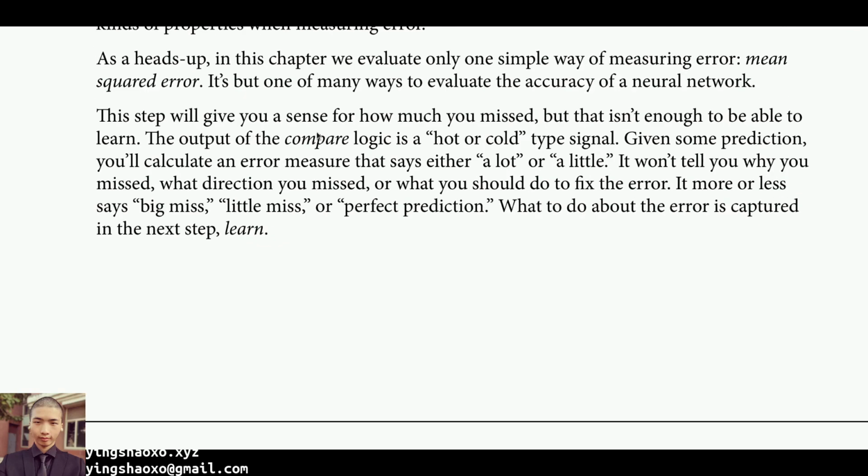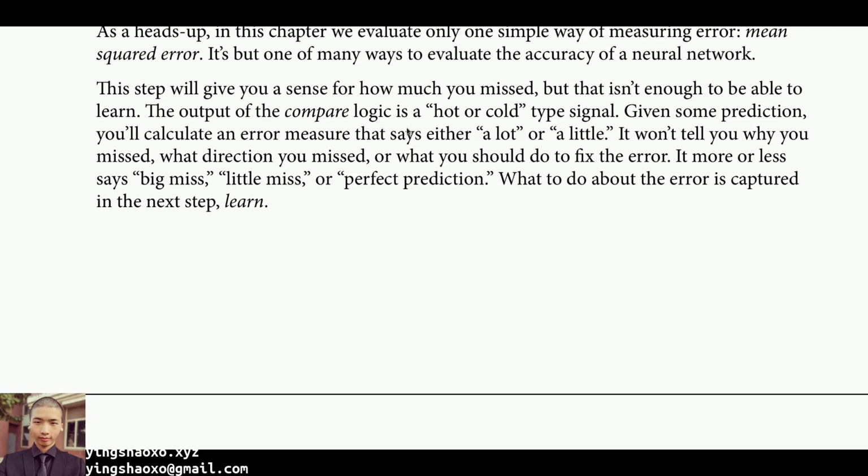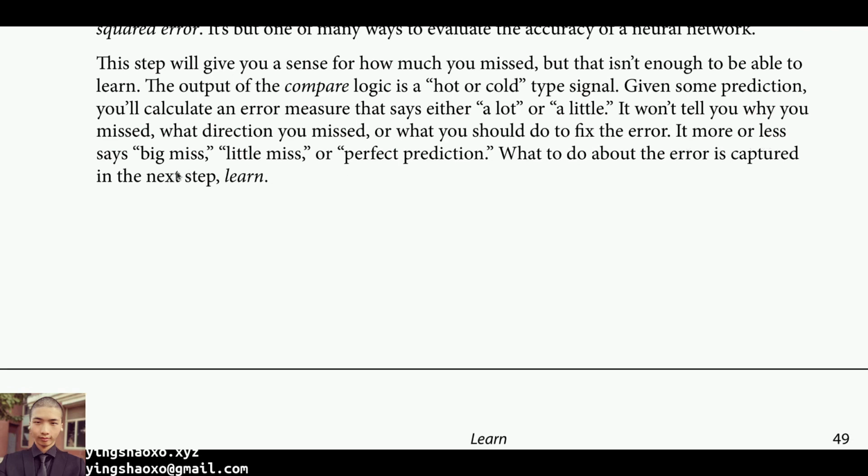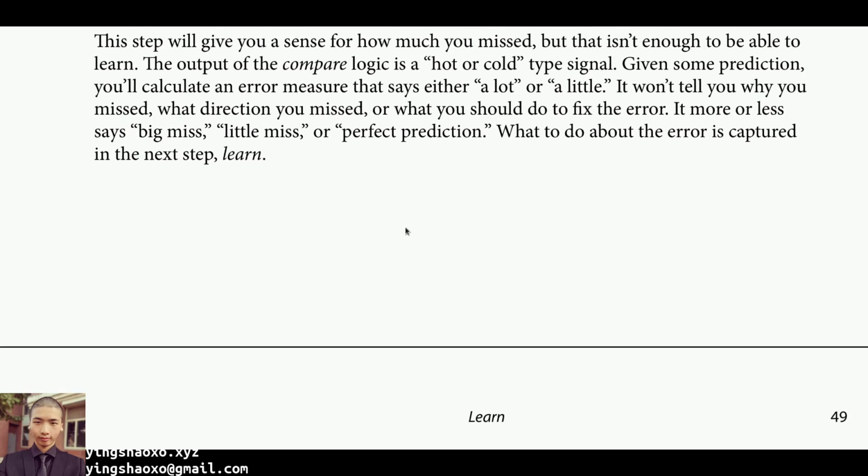This step will give you a sense for how much you missed, but that isn't enough to be able to learn. The output of the compare logic is a hot or cold type signal. Given some prediction, you'll calculate an error measure that says either a lot or a little. It won't tell you why you missed, what direction you missed, or what you should do to fix the error next time. It more or less says big miss, little miss, or perfect prediction. What to do about the error is captured in the next step, learn.